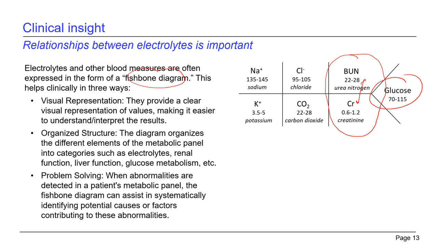And of course, problem solving. When abnormalities are detected in a patient's metabolic panel, the fishbone diagram can assist in systematically identifying potential causes or factors contributing to these abnormalities.